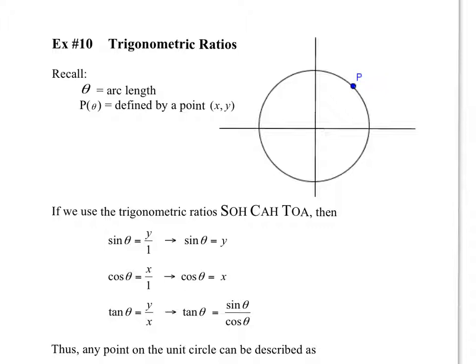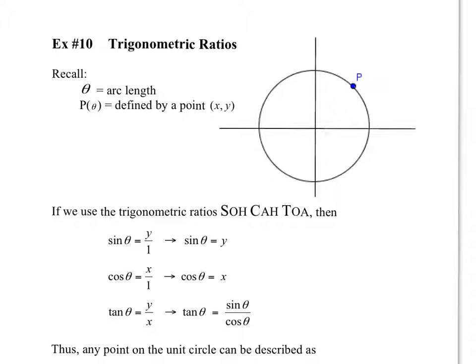First, let's recall a little bit of information. Usually what we do is we identify theta as our arc length. So if you look around the unit circle, the angle is the arc length around, and that's measured in radians, if you recall from exercise 9.